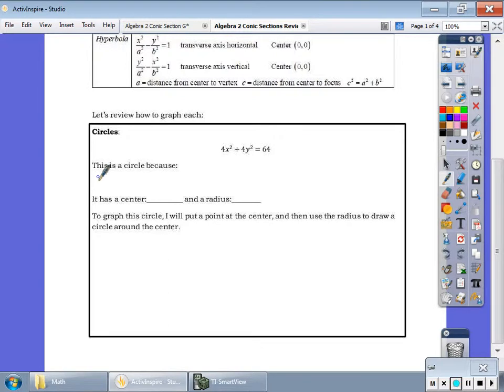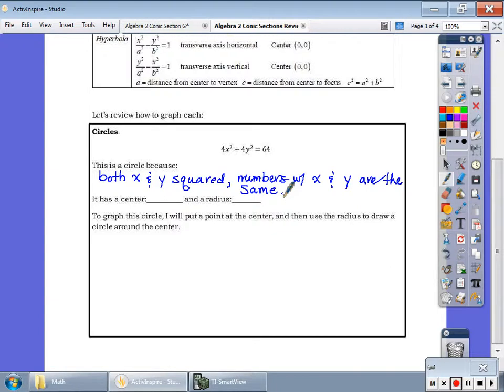That's important right there, and I'm going to write that down. Both x and y squared. What else? Yes, the numbers with x and y are the same. That's really, really important.